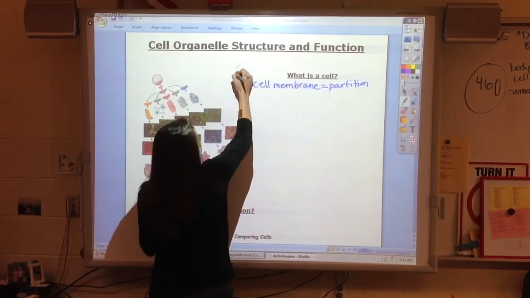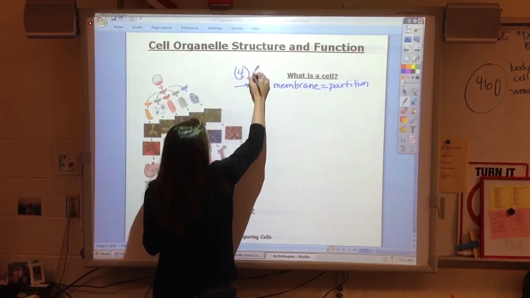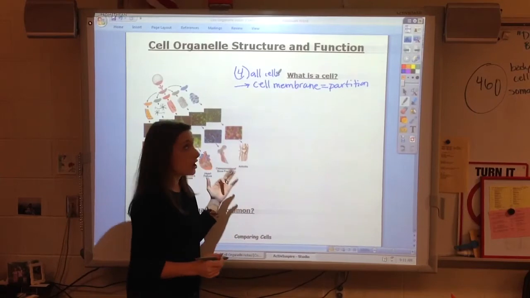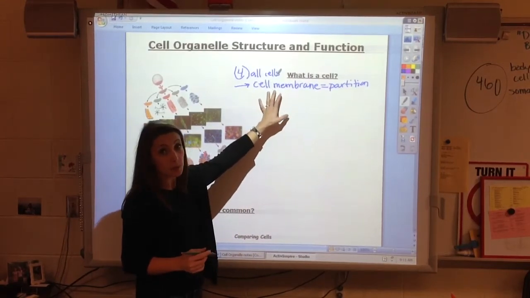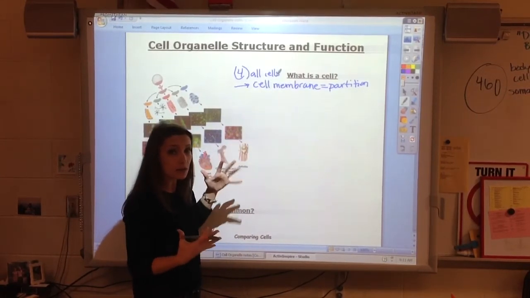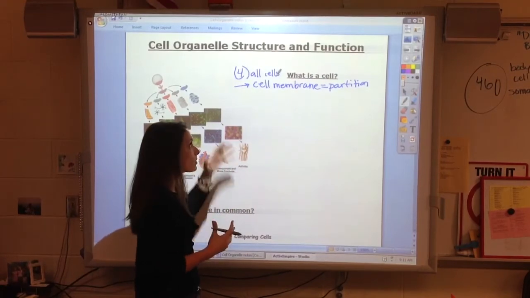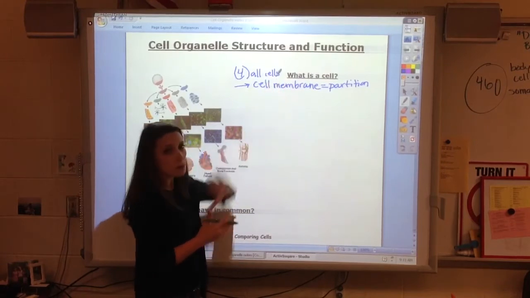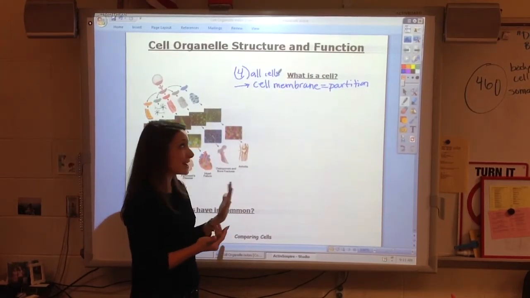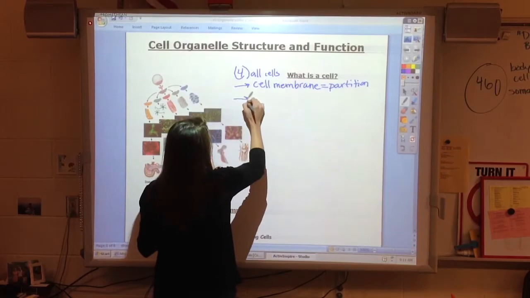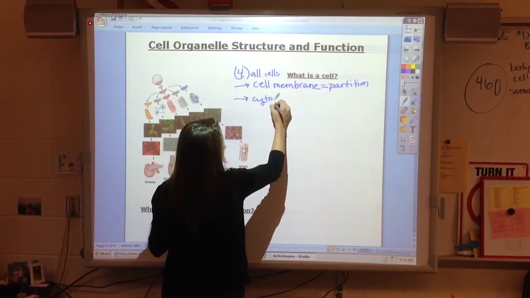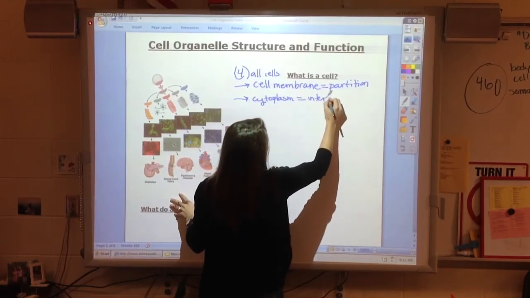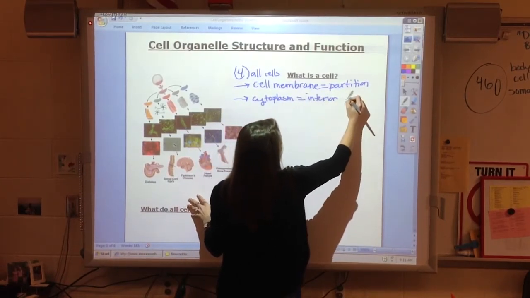There are 4 things that all cells have. So cells have a cell membrane. We know that this is made of a phospholipid bilayer. It's really a mosaic of all these different components that work to make the cell membrane a selectively permeable partition. So we should already be very comfortable with what a cell membrane is. The inside is what we call the cytoplasm, and this is the interior, and it's going to be mostly water.